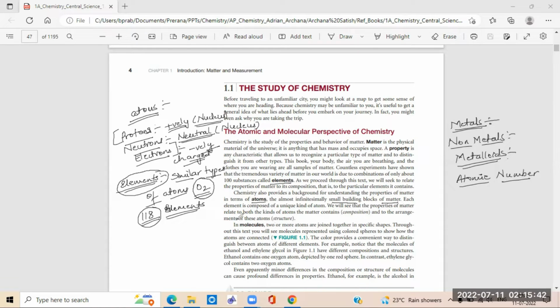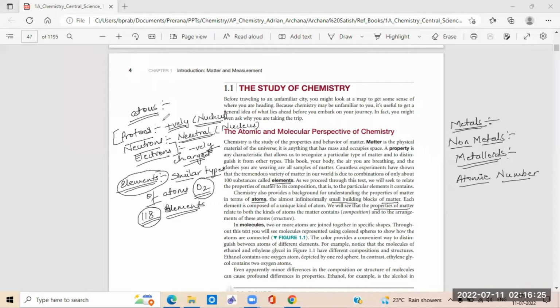Okay, so now you can see that the properties of matter, what we actually study, relate to both the kinds of atoms the matter contains and the arrangement of these atoms. So it's not only important what kind of atoms are present, what is the composition, but along with the composition, how is the structure, how is the arrangement of these atoms in a particular matter. That gives a particular substance its characteristic properties.